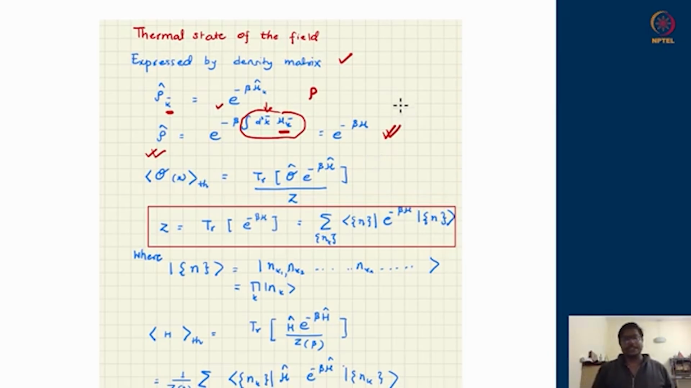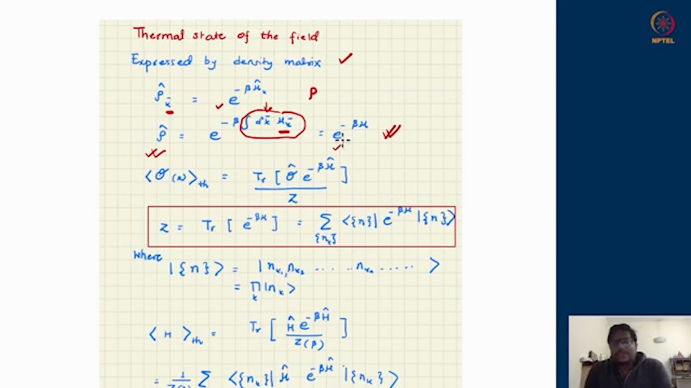This is general to any quantum system, or even classical. A density matrix can effectively describe a classical ensemble of particles as well. So in that sense, any generic system which is thermalized can be described by a density matrix of this kind of expression.